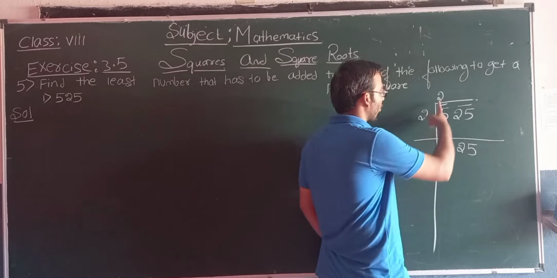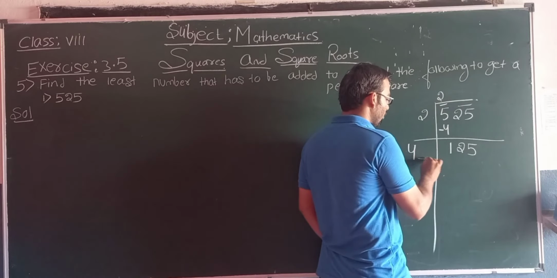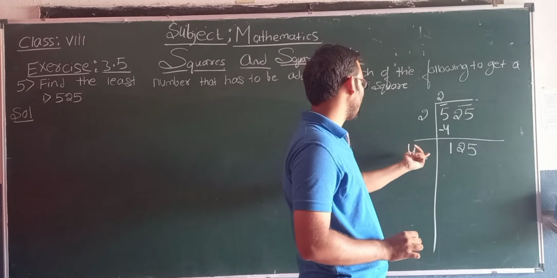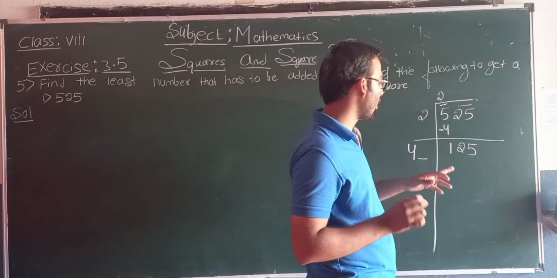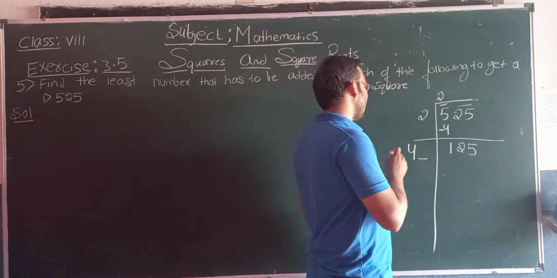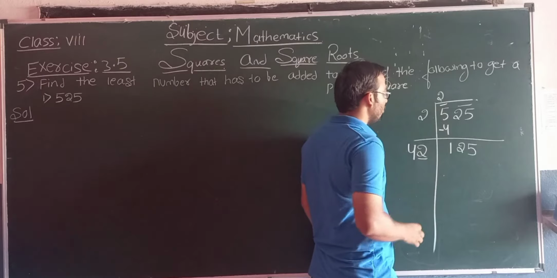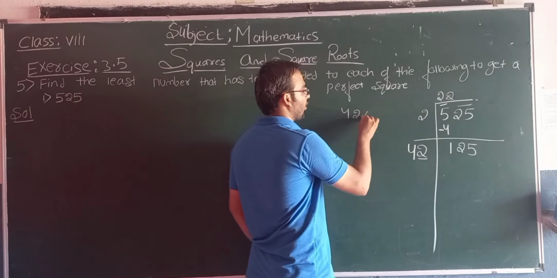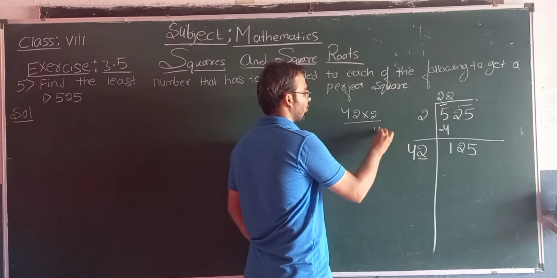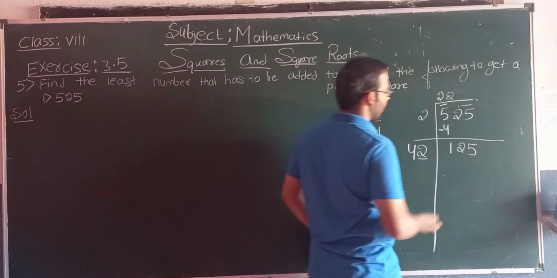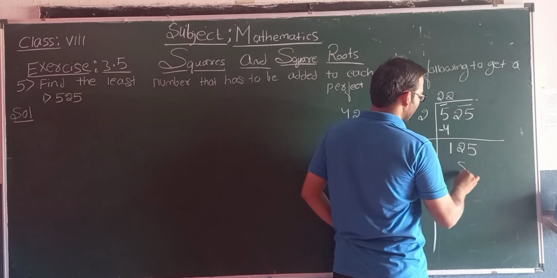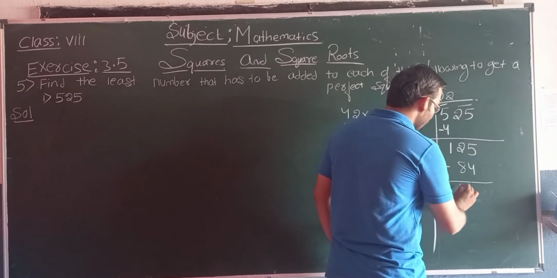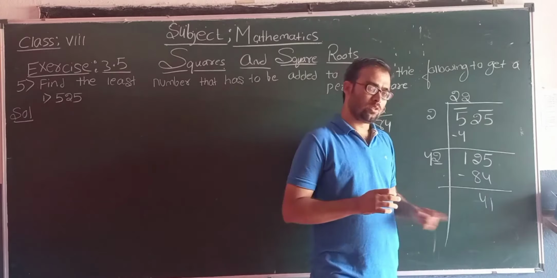Next, double the quotient. That is 4, put a blank. Now here we need to fill the digit so that the product of this and the new digit must be equal to or lesser than 125. So here let us fill this blank with 2 and here also 2. So let us see, 42 into 2 is what? 2 2s are 4, 2 4s are 8. So 42 into 2 is 84. So 125 minus 84 is 41.